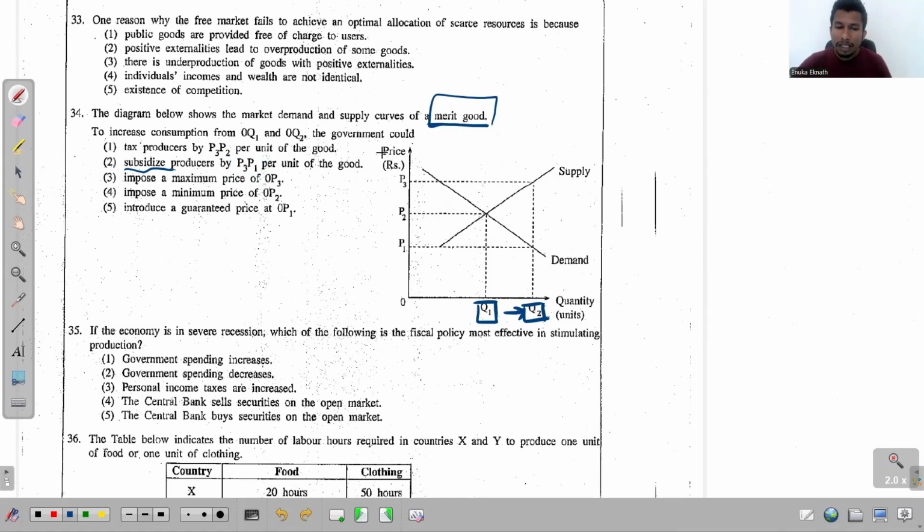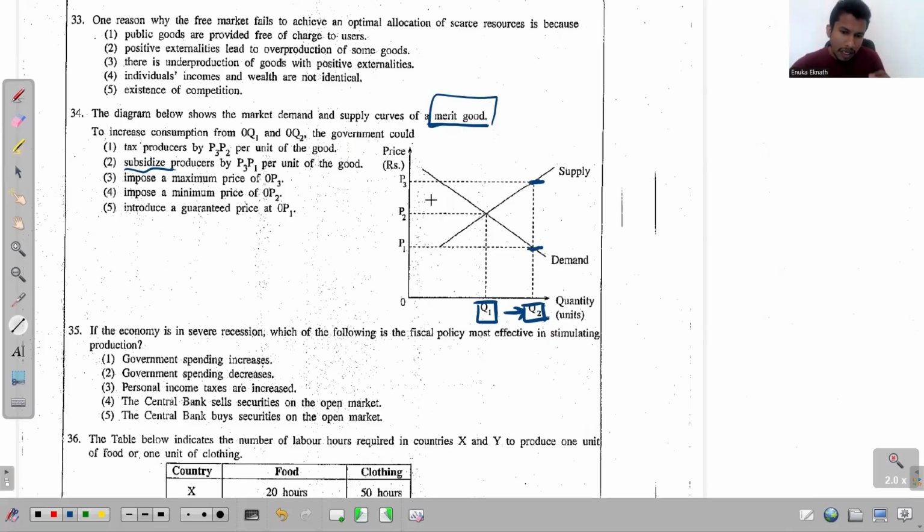Now the government is trying to provide a subsidy for the producers by this amount, P3 to P1. All right, so what happens? The amount of unit subsidy is given to you. Now you know the gap between these two is the unit subsidy. So what happens? As I mentioned earlier, this time the supply curve gets shifted to the right side by the amount of the unit subsidy. The supply curve gets shifted to the right side by the amount of the unit subsidy, and the unit subsidy is the difference between P3 and P1.